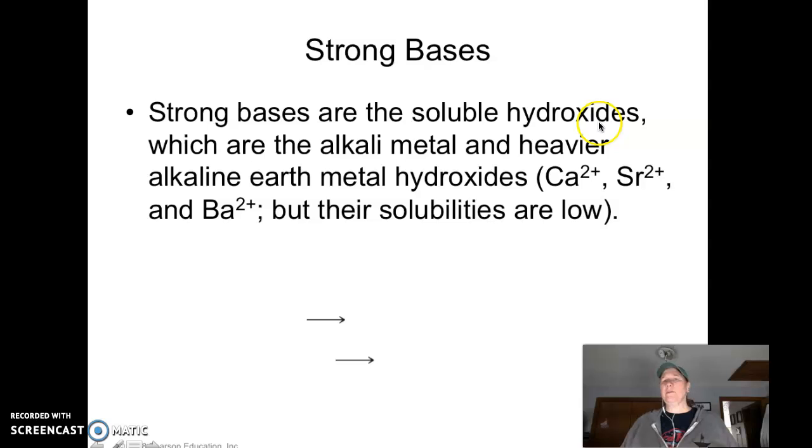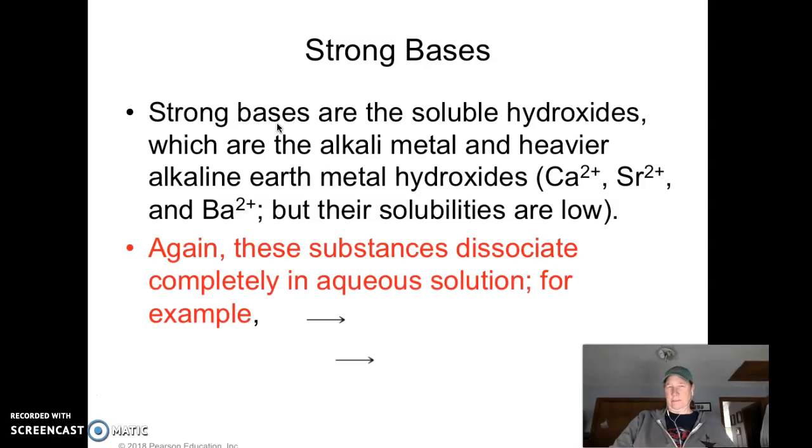Okay, they're soluble hydroxides, and usually a strong base will come from an alkali metal, that first column, or the second. The alkaline earth metals, they're pretty good too. The problem with the alkaline earth metals is they don't dissolve in water very well. So they will become a strong base if they dissolve, but your strongest bases are like sodium hydroxide. That's probably the strongest. Another one is lithium hydroxide, just that first column. Okay, those are your best ones.